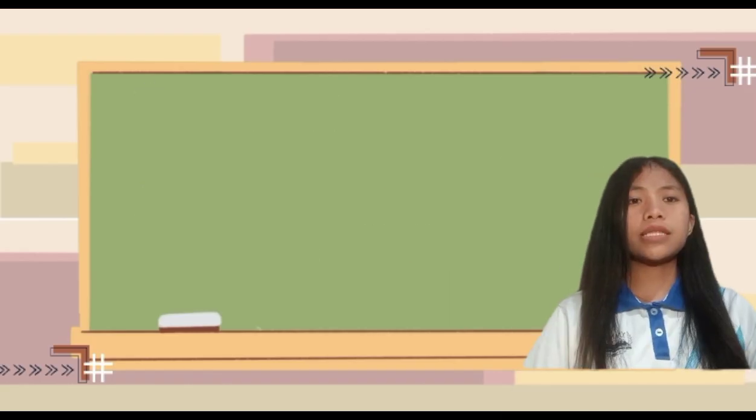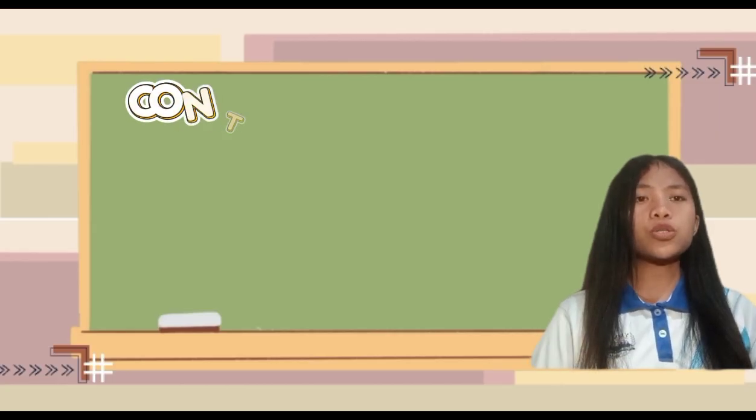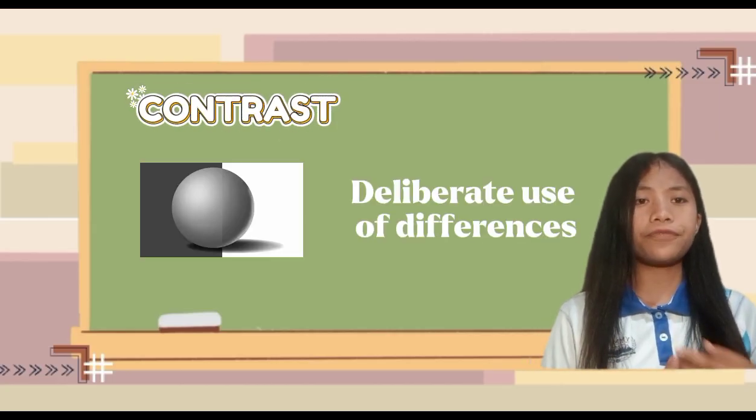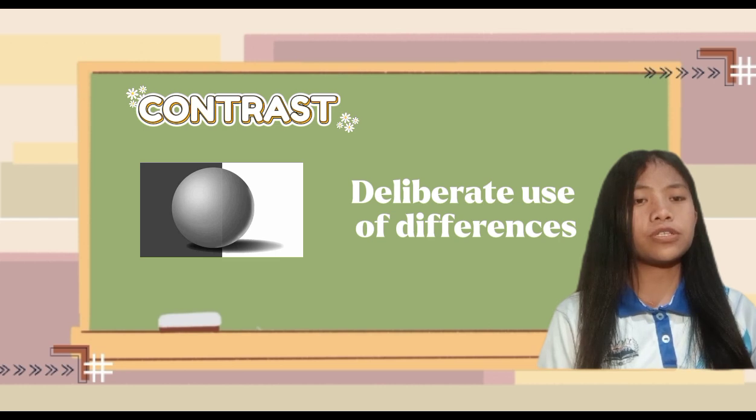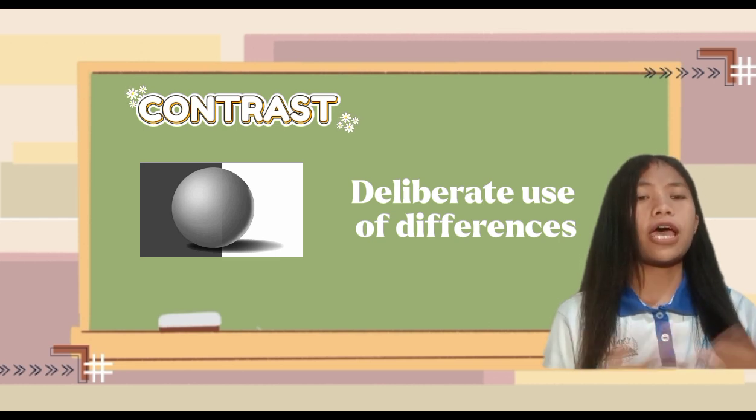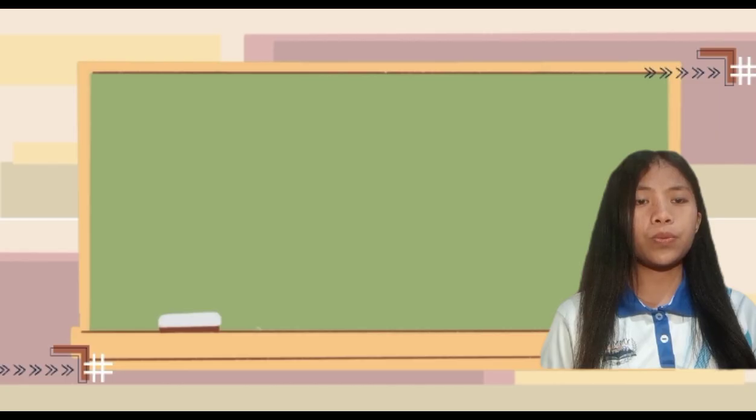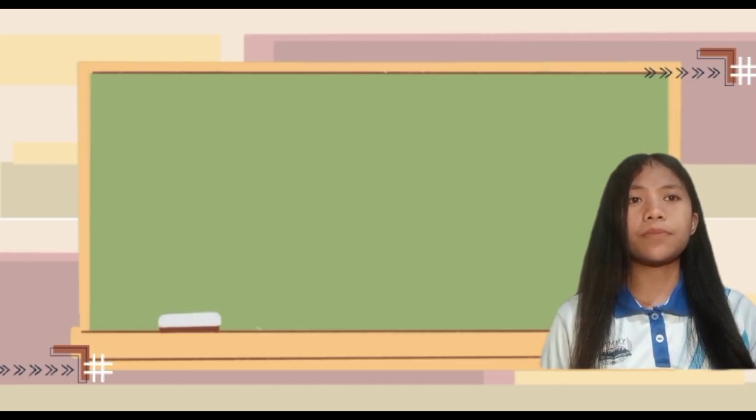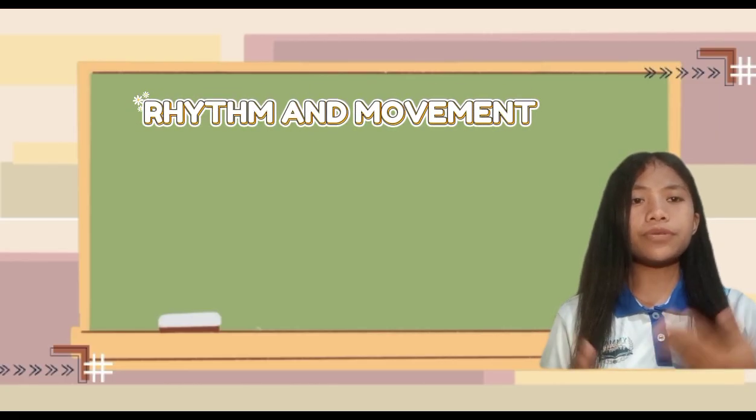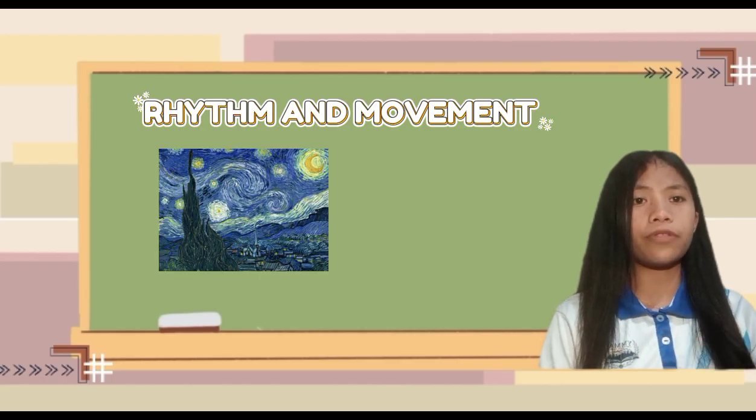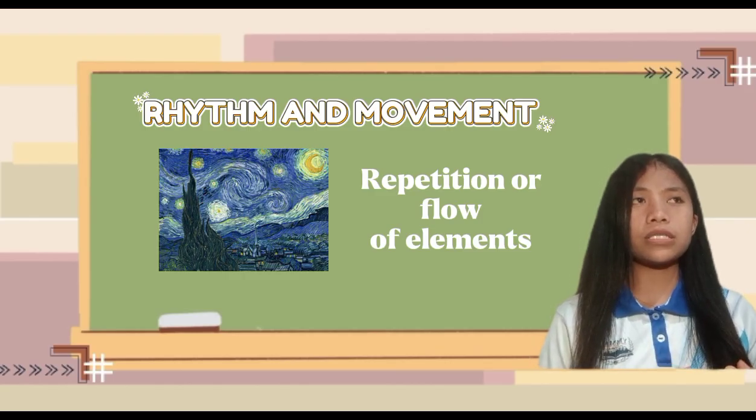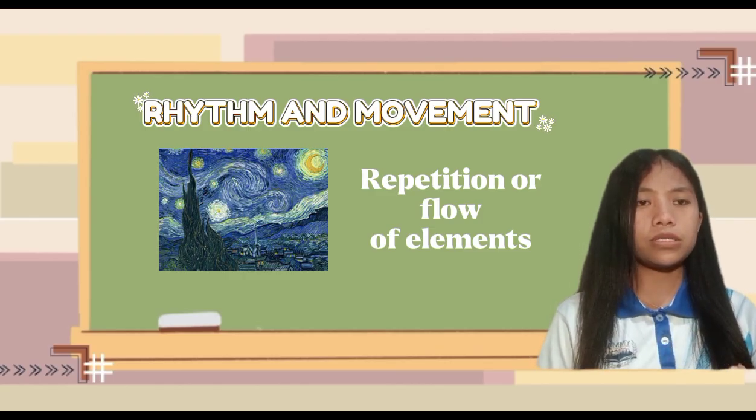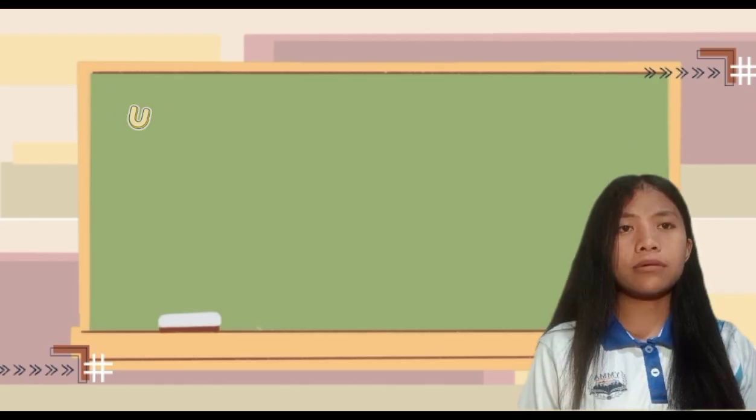Okay. The second one is the contrast. Contrast is the deliberate use of differences like light versus dark, smooth versus rough, loud versus soft to create emphasis. The third one is the rhythm and movement. Rhythm and movement is the repetition or flow of the objects. For example, the painting of Van Gogh, the Starry Night.